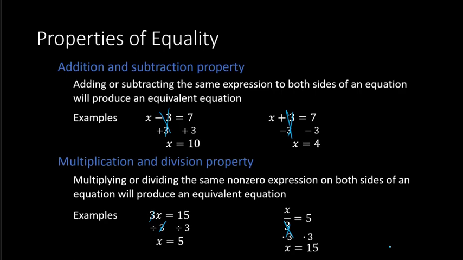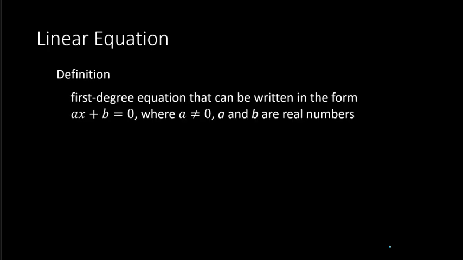So the first type of equation that we're going to solve is going to be linear equations. And a linear equation, by definition, is a first-degree equation that can be written in the form ax plus b equals 0, where a is not equal to 0, and a and b are real numbers. All right, so the key here is that whatever variable we're working with is raised only to the first power. So if you see something like x squared or x cubed, that would not be linear.